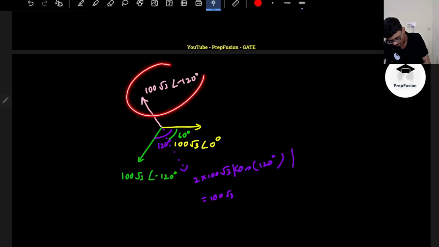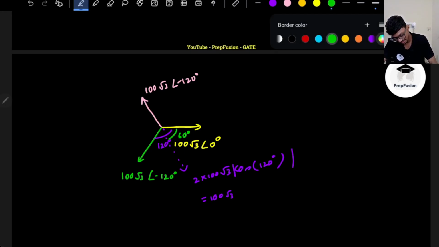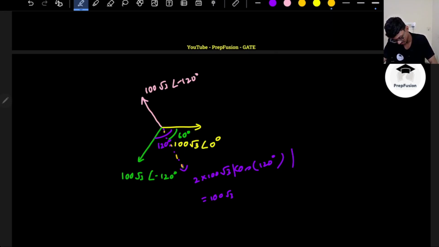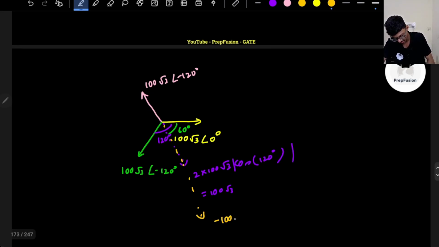What about this one? If I oppose it, this whole angle is 180, right? I know this angle is 120, so this angle is also 60. So if I oppose it, it is actually lying in the same direction as the resultant of these two additions. So basically this is minus of 100 root 3 minus 120.